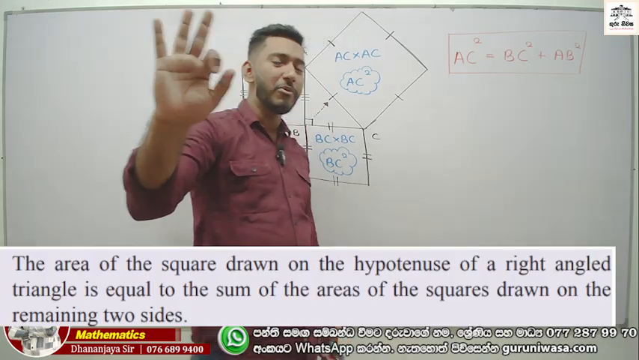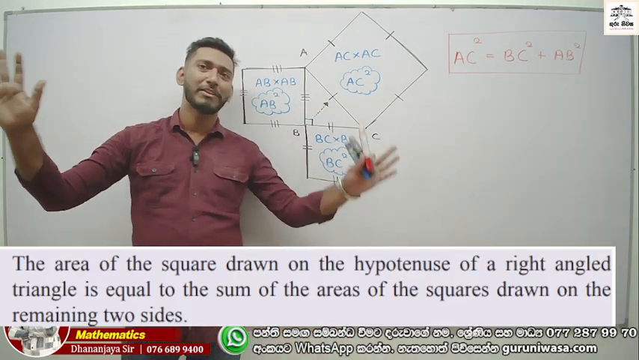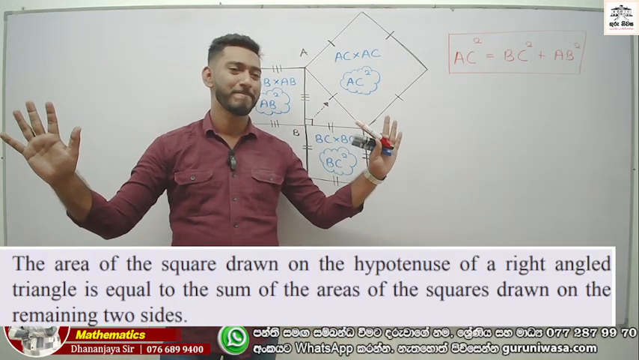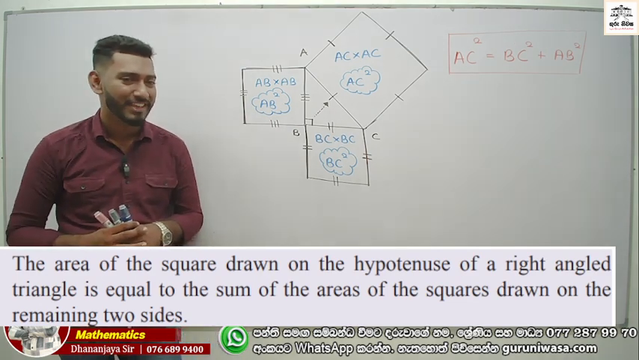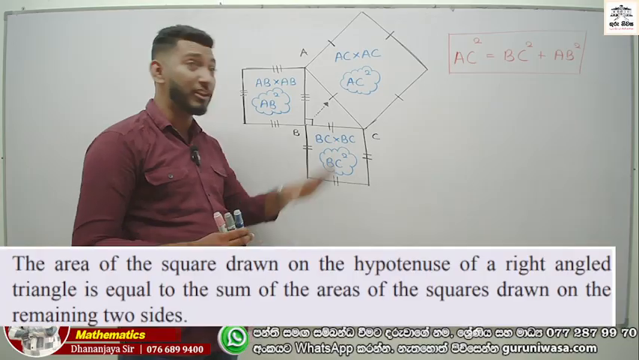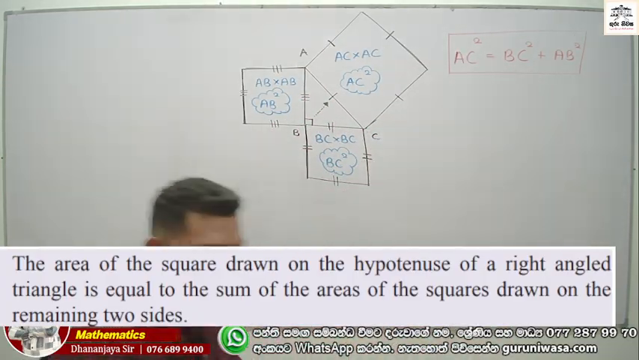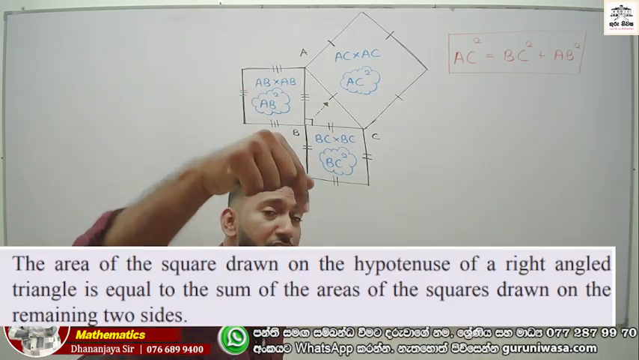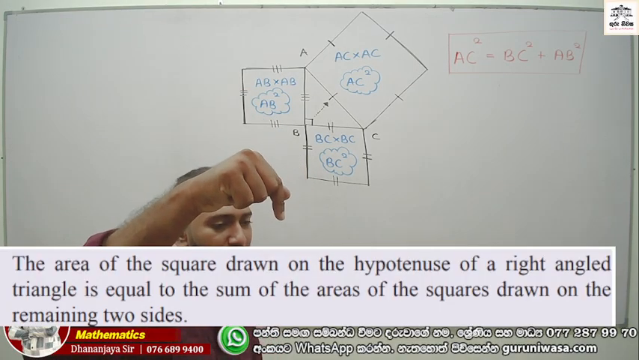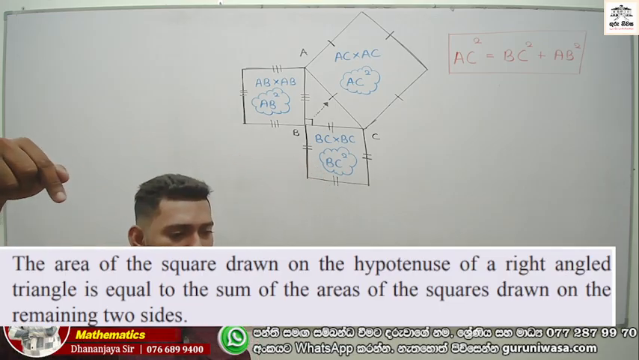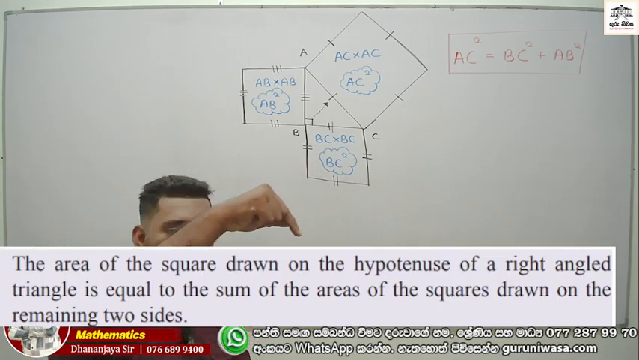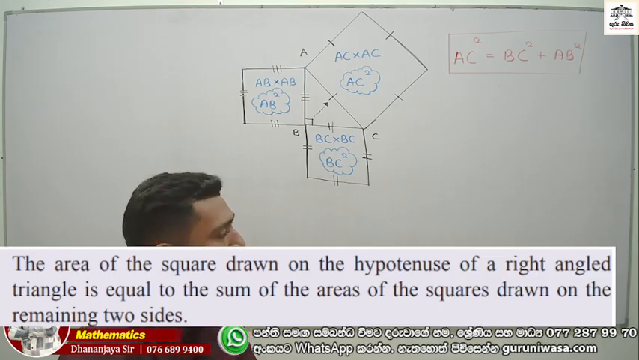Now understood, everyone? Brianna, Viduni? Yes, sir. I will ask you to note down something. You need to write down this theorem. This is a theorem. The area of the square drawn on the hypotenuse, right? You need to draw and write.